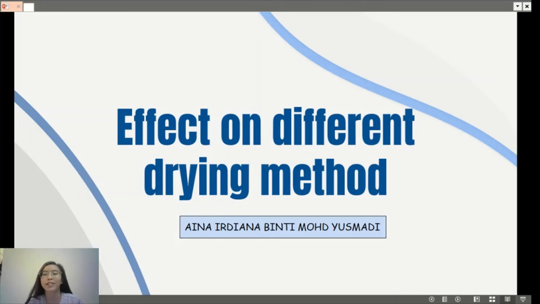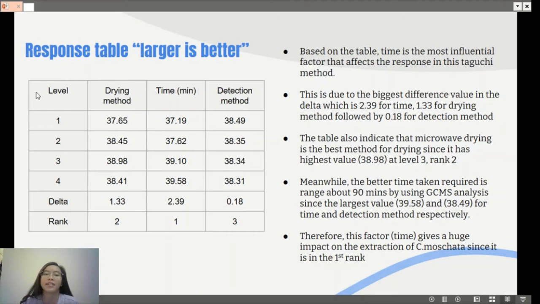And I'm going to explain to you the result and discussion for the effect of different drying methods. This is the response table based on larger is better. This table shows that time is the most influential factor that affects the response in this Taguchi method.